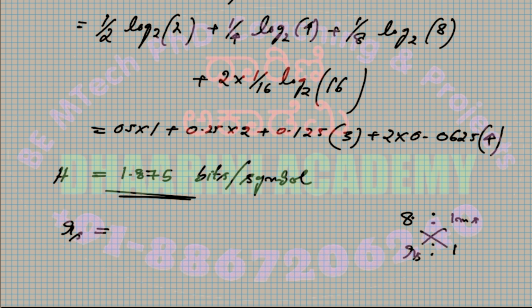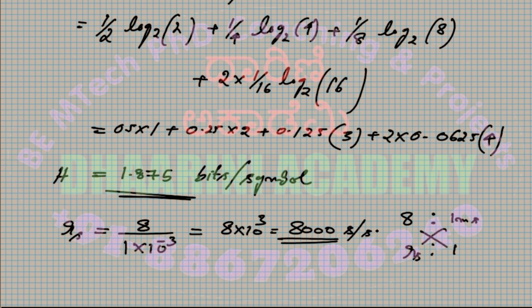Correct? So 8 symbols in 1 millisecond, Rs symbols in 1 second. So how do you calculate? Rs into 1 millisecond is 8 into 1. So 8 divided by 1 millisecond. 1 milli is 1 into 10 to the minus 3. So that is 8 into 10 to the 3. So that will be 8,000. Okay, 8,000 symbols per second is the rate.